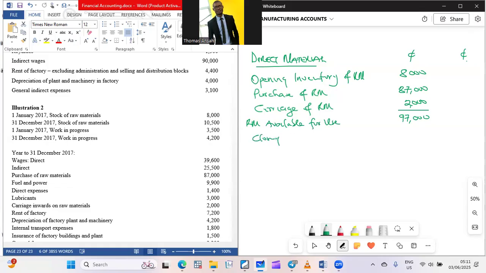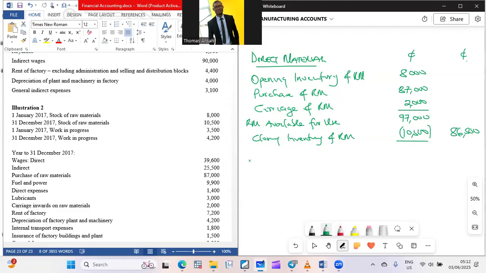Closing inventory of raw materials. How much is that? Closing inventory, this is it, as at the end of the period. So you have 10,500. So what do we have? We have 86,500, and that is our direct material.